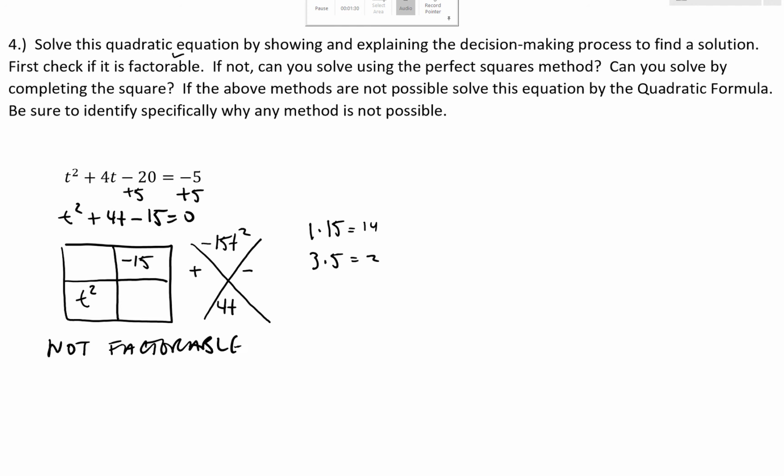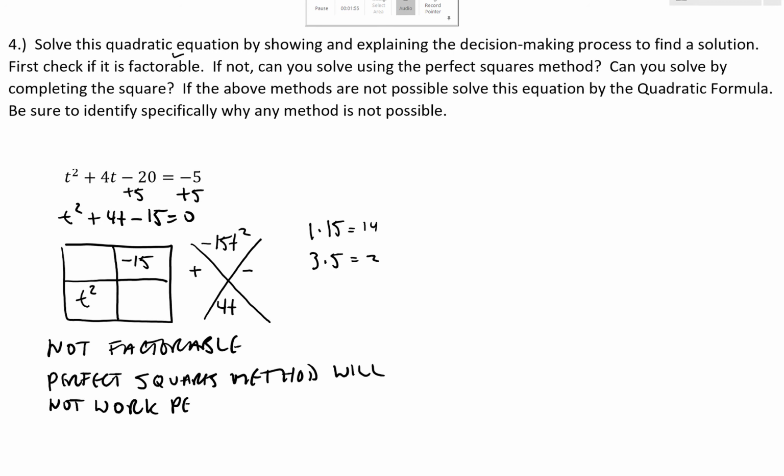All right. Then it says, if not, can you solve using the perfect squares method? So I can't. The perfect squares method will not work because it is not a perfect square. All right, so I've got that.